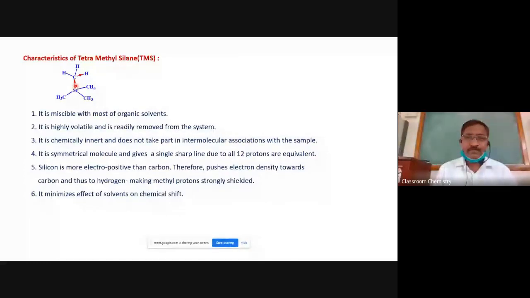In this case, these protons are strongly shielded, and that's why we can observe the chemical shift value in terms of delta at 0. And why can we choose this TMS? What are the advantages of TMS? Generally, a short question is always asked in the exam, that is, give the characteristics of tetramethylsilane, or what are the advantages of a reference standard.